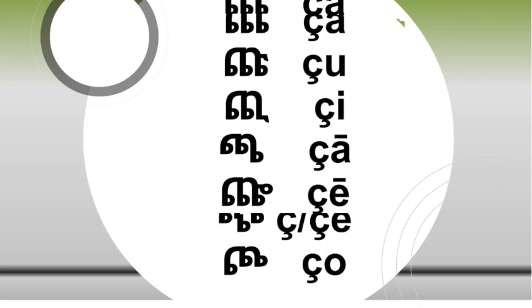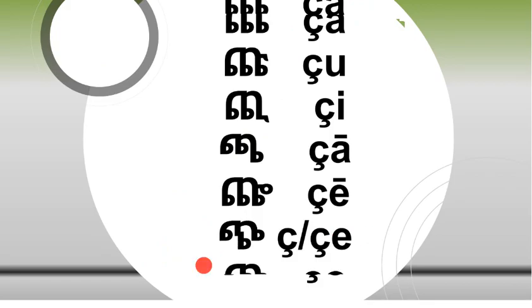Now, at last, we have ch, chu, chi, cha, che, ch, cho. This is a unique feature of the Ethiopian language, ch.